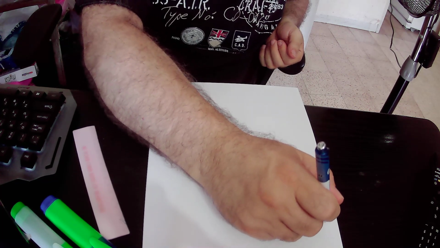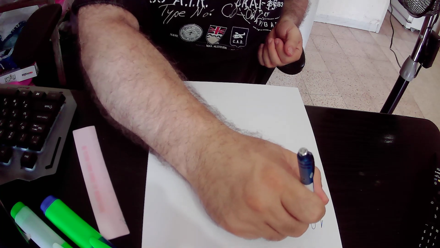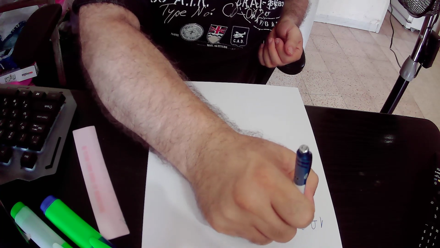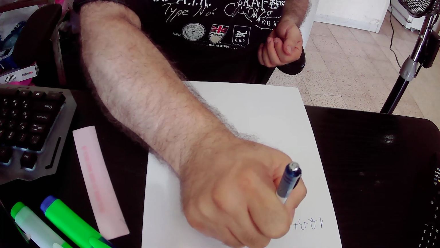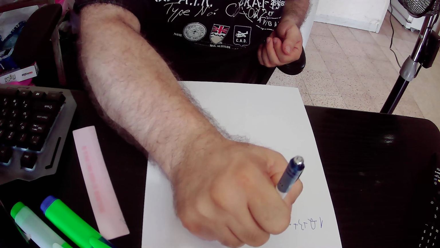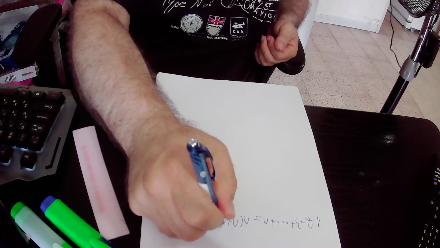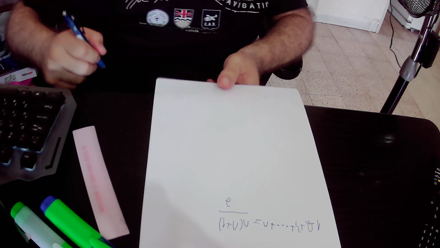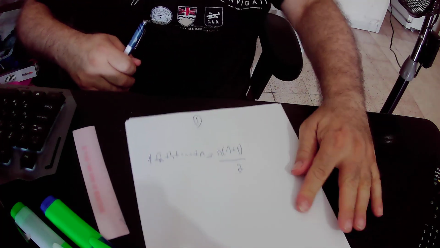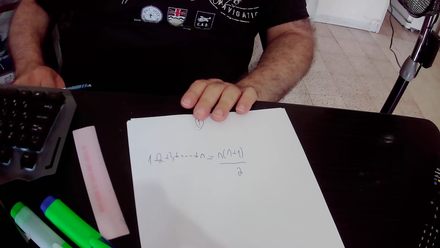It is 1 plus 2 plus 3 plus n equals n times n plus 1, all divided by 2. So we have to prove that this statement is true for all the natural numbers.